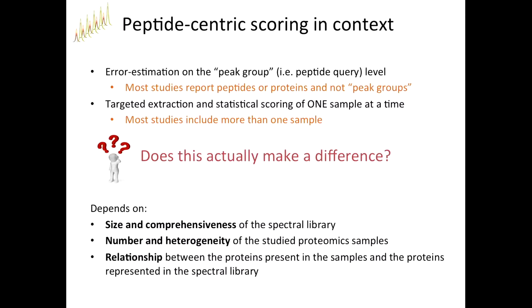The answer is that it does make a difference, depending on your experimental setup and the way that you analyze your data. The first important thing is the size and comprehensiveness of the spectral library. This is something that Mike was already touching on, and there was a question here from Timo, and I'll talk about this. The second thing is the number and heterogeneity of the studied proteomics samples. And most importantly, there's the relationship between those 2: the proteins present in your samples and the protein set that is represented in your spectral library.